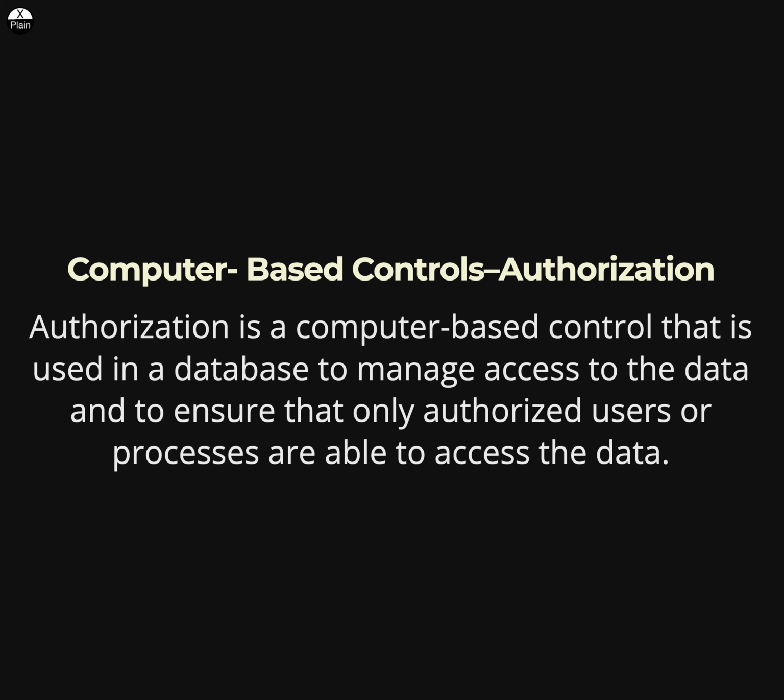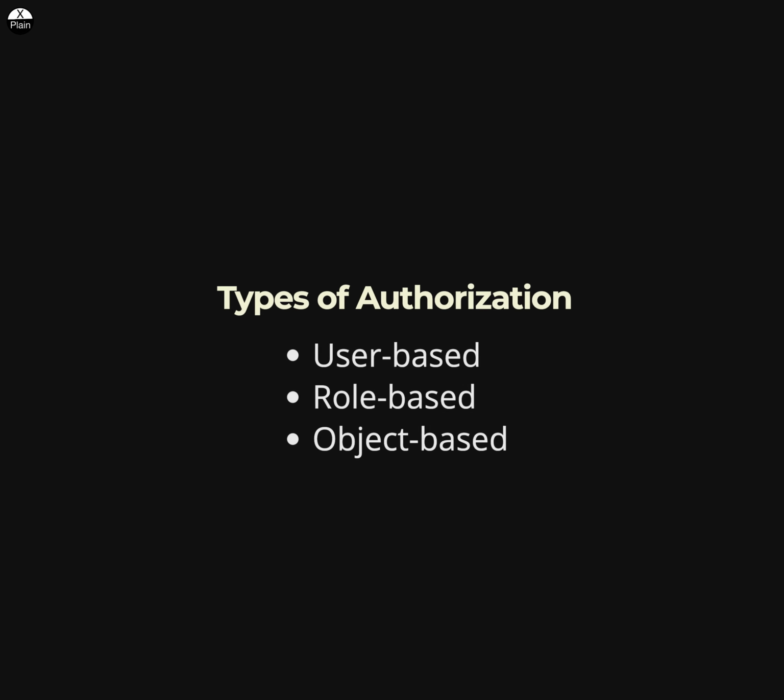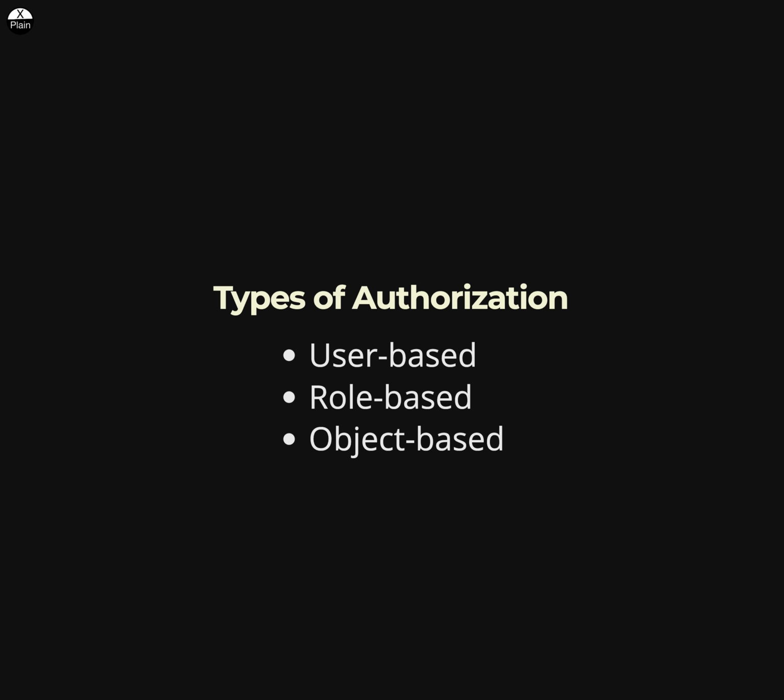There are several types of authorizations that can be used in a database, including user-based authorization. User-based authorization is based on the identity of the user accessing the data. This can include measures such as user accounts and passwords, which are used to authenticate the user and grant or deny access to the data based on their permissions.